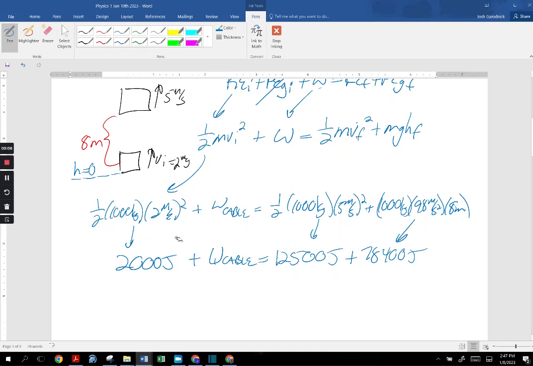It could be as simple as forgetting to square. It could be as simple as losing a distance, something like that. So anyway, right now you can find the work done by the cable, and you get your answer, which I don't really care about.